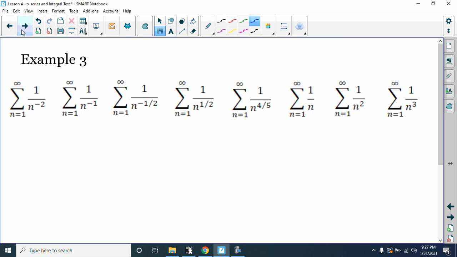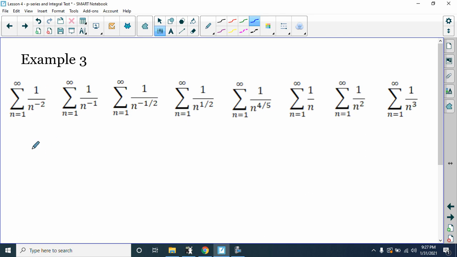All right, what I want you to do right now, and this should not take as long as it might initially look, is to pause the video and to relatively quickly decide if each of these converge or diverge using the integral test. Once you think you have them, go ahead, start the video back up. I'll show you a couple of them, and we'll talk.